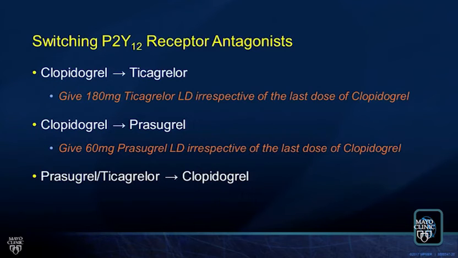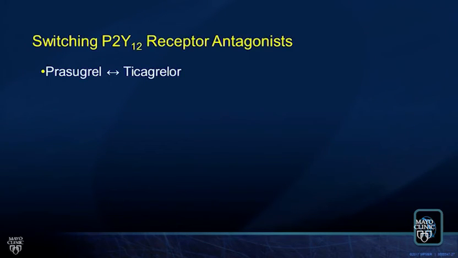What about prasugrel or ticagrelor to clopidogrel? This occurs actually very much more commonly than the earlier two scenarios, and that's really because of the cost and it's a lot easier for patients to be compliant. Again, not too much data or evidence to suggest a specific approach. We have given 600 milligrams of clopidogrel loading dose, regardless of the timing and the last dose of prasugrel or ticagrelor.